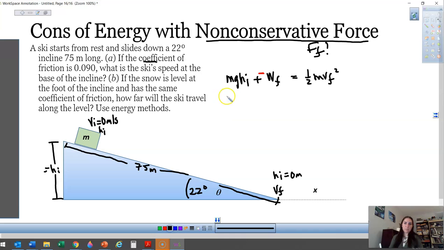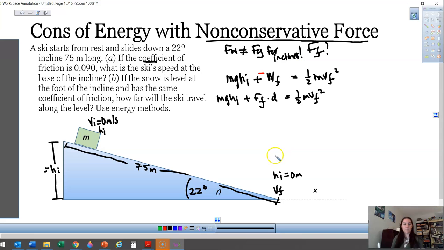So I'm going to rewrite this statement as mgh_i plus force friction times mu, times d is equal to 1/2 m v final squared. Almost simple, except that the force of friction is based on the normal force, and this is not level. Force normal here is not going to be this for inclines, which means we got to figure that out.